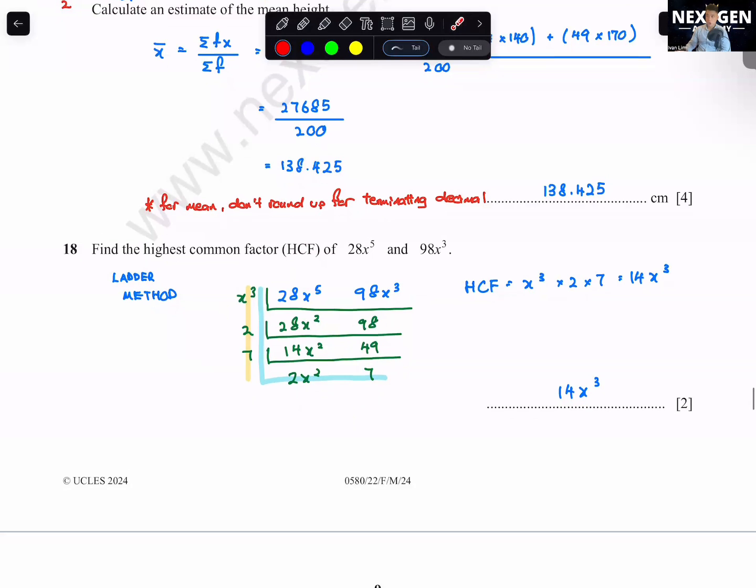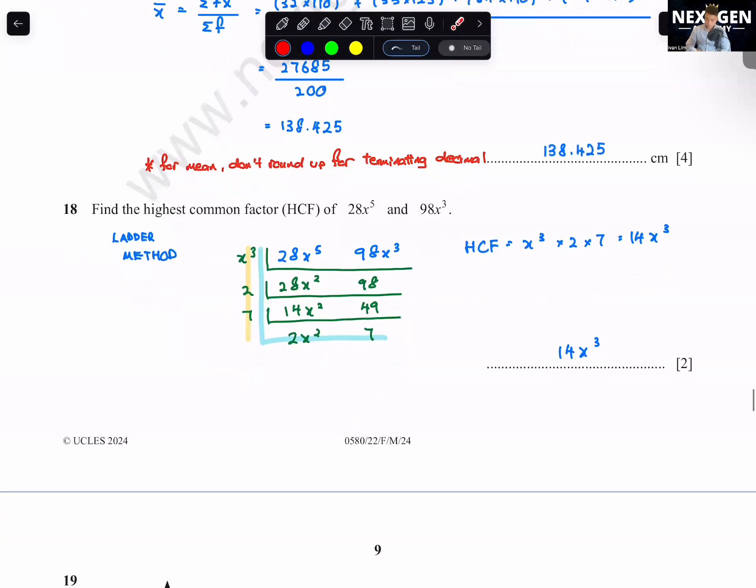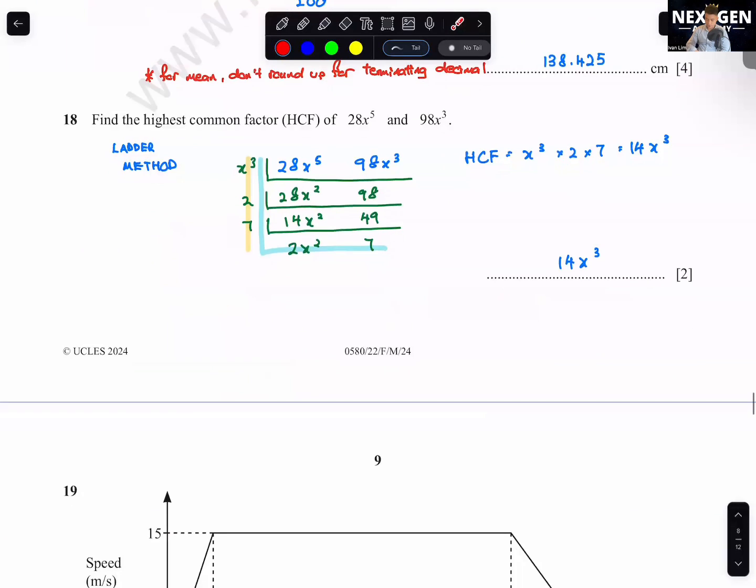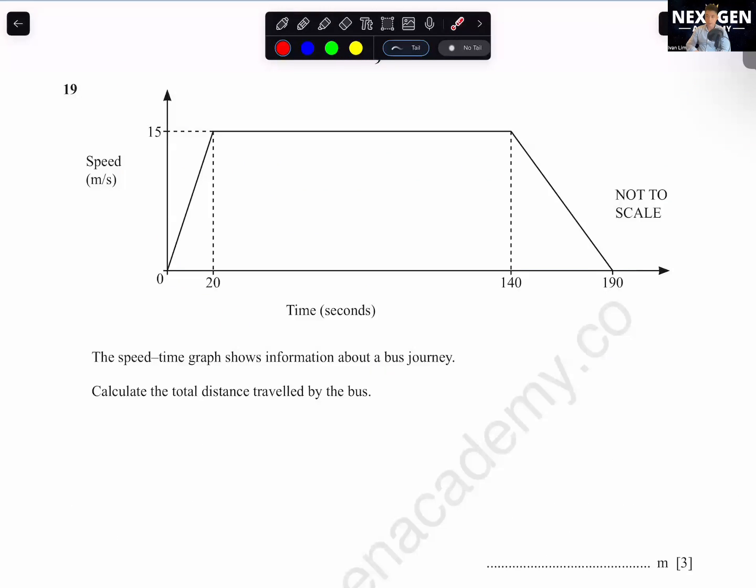Okay, let's go to question 19. The speed time graph shows info about a bus journey. Calculate the total distance traveled by the bus. Okay, number one, we need to define first. What can we find from speed time graph?